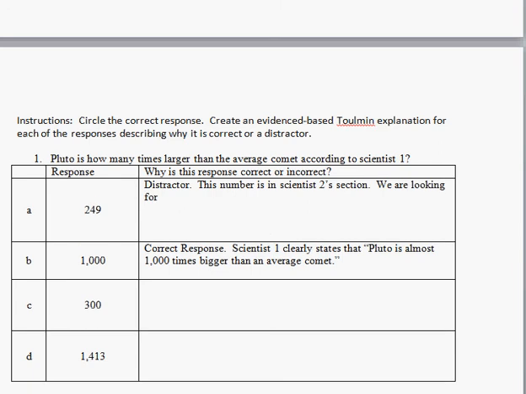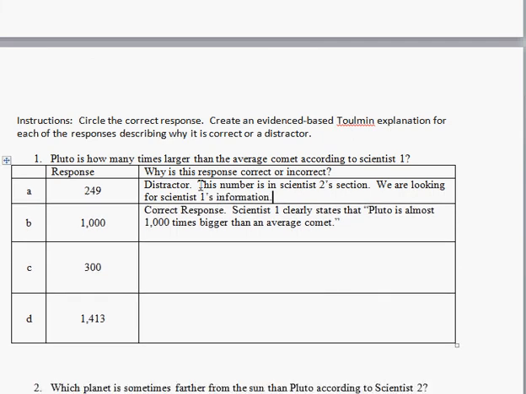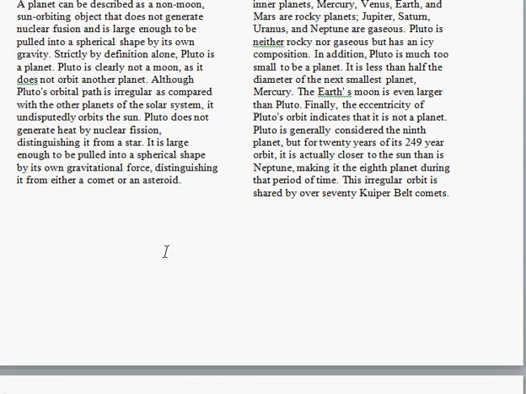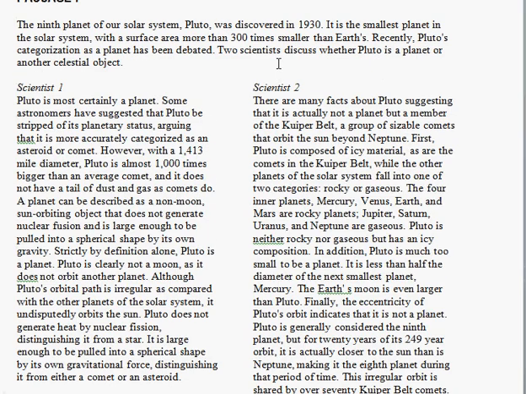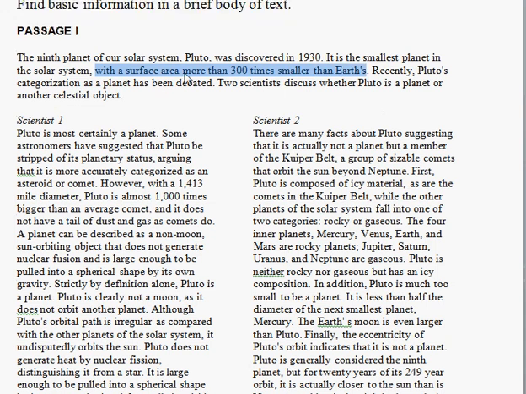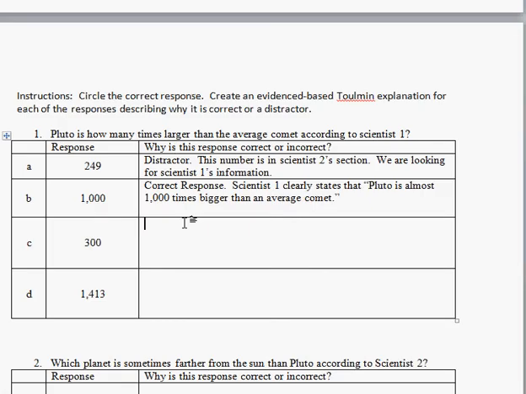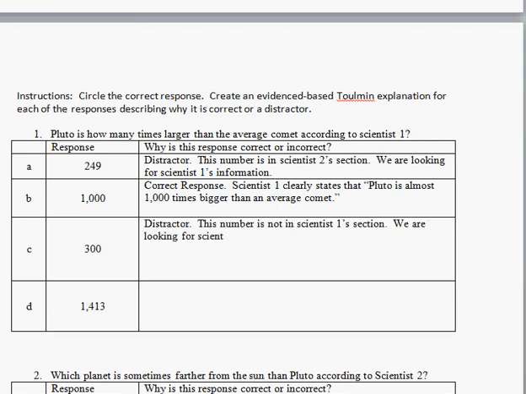We're looking for Scientist 1's information. Okay. 300 is the next one. Let's find 300. It's up here with a surface more than 300 times smaller than Earth's. Again, this is not in Scientist 1's section, so we're looking for Scientist 1's information.